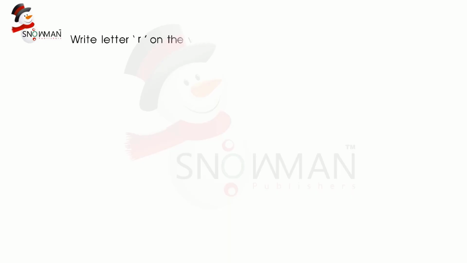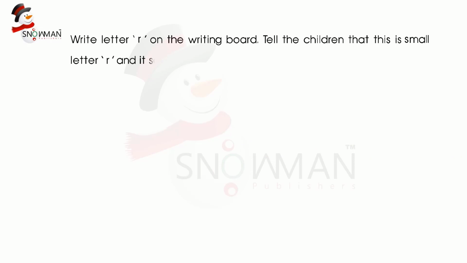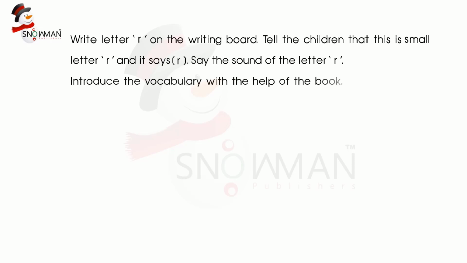Write the letter R on the writing board. Tell the children that this is small letter R and it says R. Say the sound of the letter R. Introduce the vocabulary with the help of the book. Show pictures and say words with their initial sound.